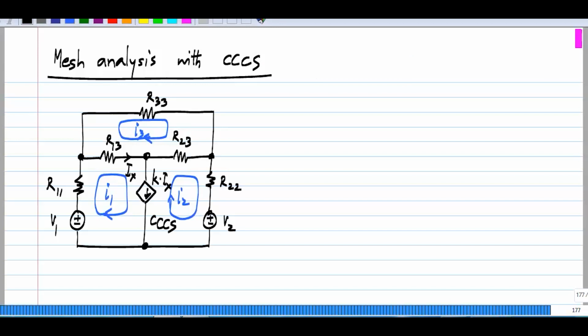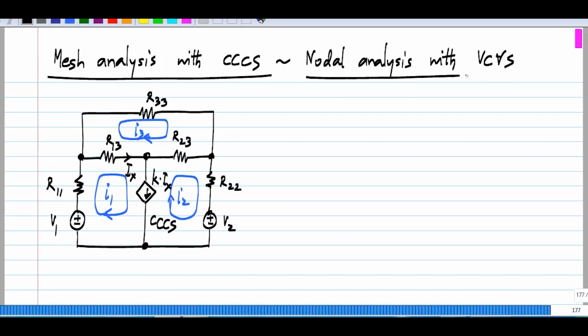Now as you can guess, this is analogous to nodal analysis with a voltage controlled voltage source. Because we have studied nodal analysis extensively, by making these analogies, you can see the correspondence as well as reinforce your knowledge of both mesh analysis and nodal analysis.